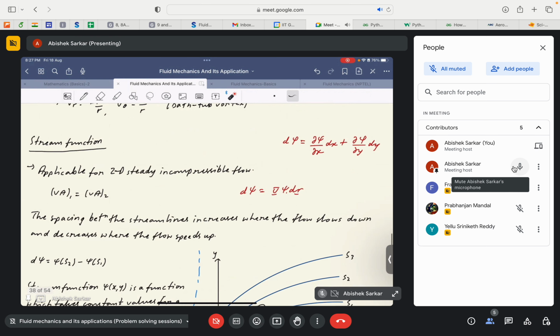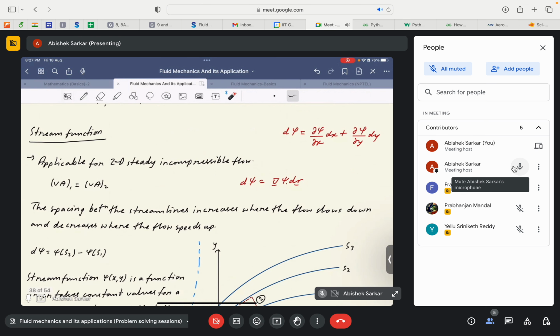Now we deal with the stream function. We discussed the stream function briefly, and this is a very important concept. Why?